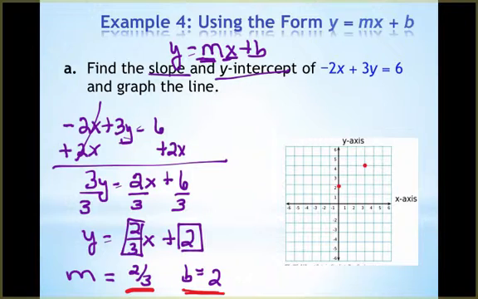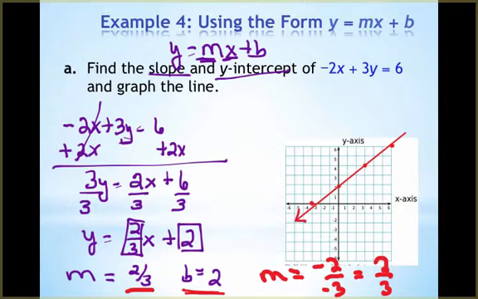So let's try that again. Up 2 more, over 3, puts another point. So now I've got 3. I could have also gone down 2 and over negative 3, because negative 2 divided by negative 3 is the same thing as positive 2/3, because a negative divided by a negative is positive. And now I have several points that I could connect to make my line. So my line would fall through those points. Put our arrowheads on the end. And there's the graph of the line.